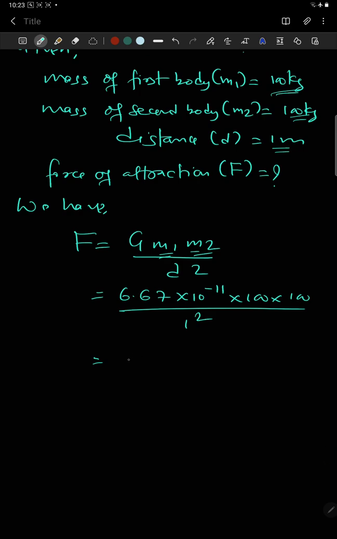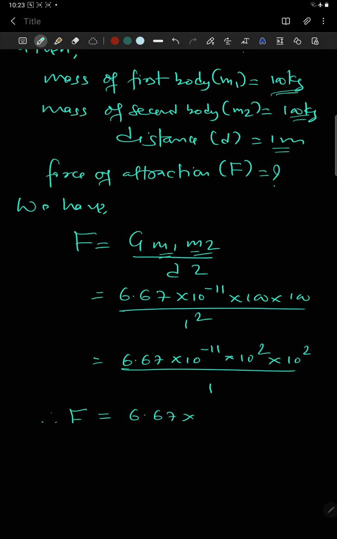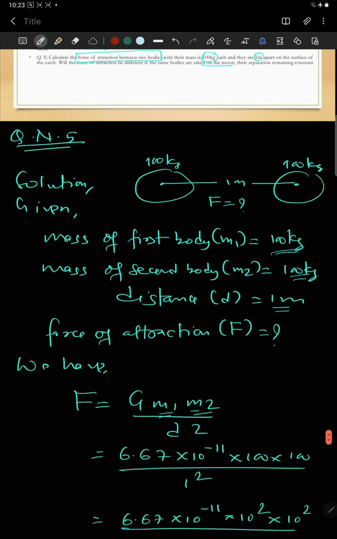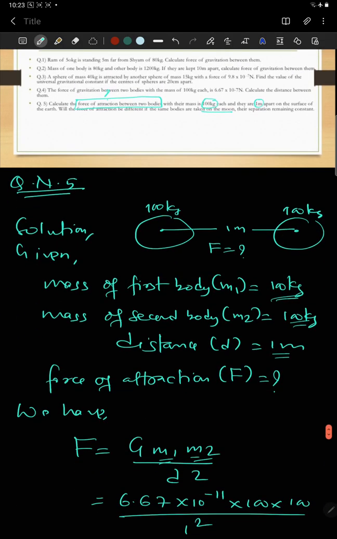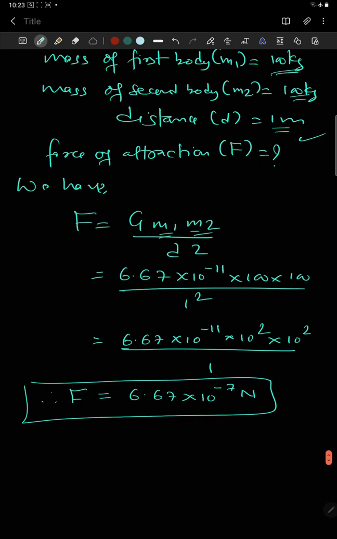So let us multiply 6.67 into 10 to the power minus 11. Here 100 means it is 10 to the square, and 100 means again 10 to the power square. 1 square means 1. So finally, if you simplify it, then your answer will come 6.67 into 10 to the power, here power will add and subtract, so you will get final answer is minus 7 Newton. So it is just opposite of question number 3. See here, distance is given 1 meter. Here also given distance is 1 meter. So 4 and 5, they are correlated.